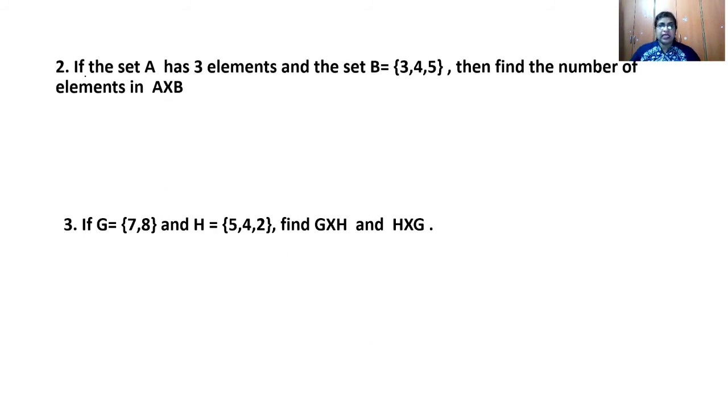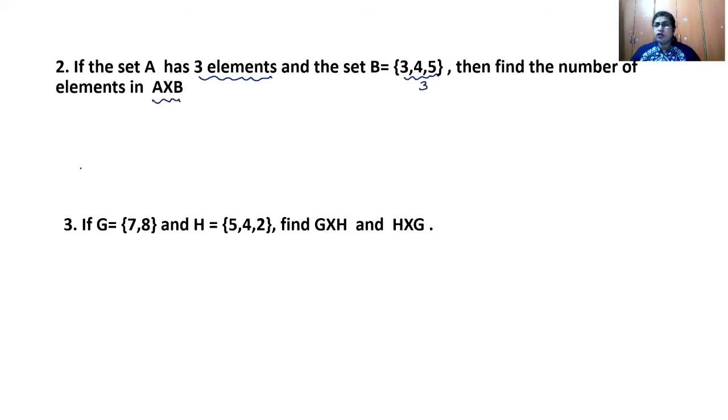Okay, look at the second question. Let's see what this question is telling us. First, let us understand the question clearly, what we have to find out. If the set A has 3 elements, and the set B is 3, 4, 5. How many elements can I see in this set? This is also 3 elements. Then find the number of elements in A cross B.